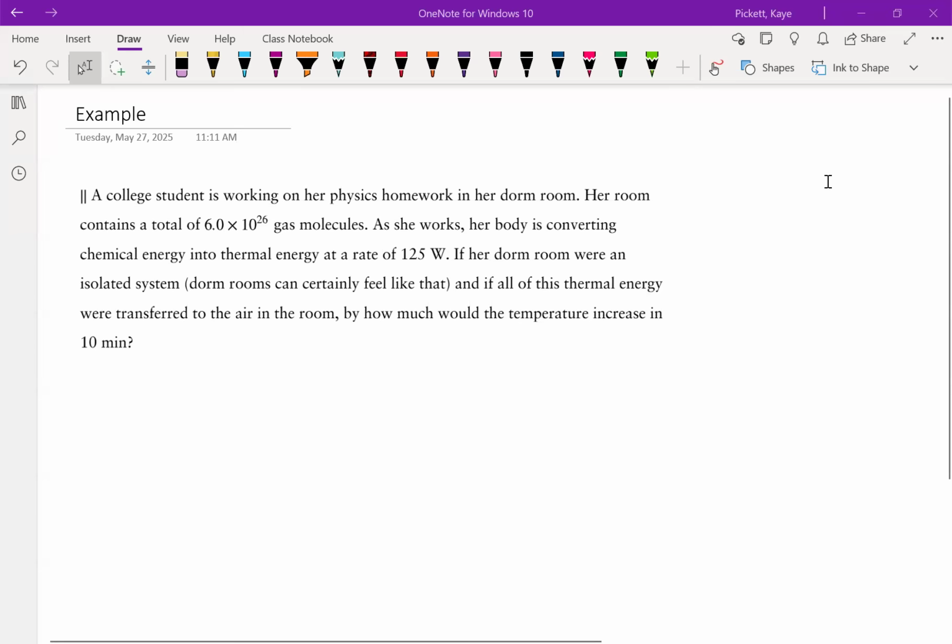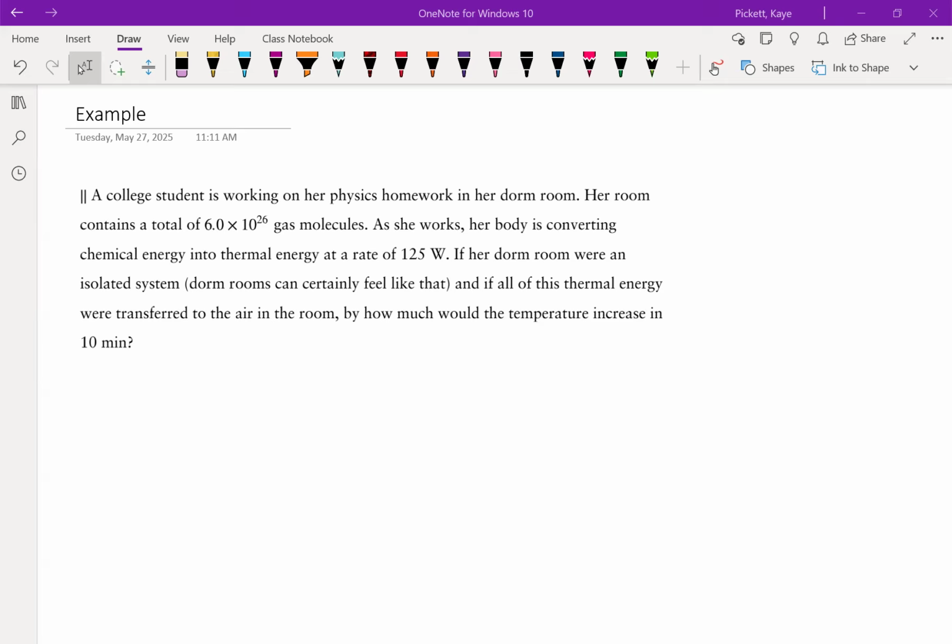Okay, so our next example deals a little bit more with some kinetic theory. We have a college student who's working on her physics homework in her dorm room. Her room contains a total of 6.0 times 10 to the 26th gas molecules. As she works, her body is converting chemical energy into thermal energy at a rate of 125 watts.